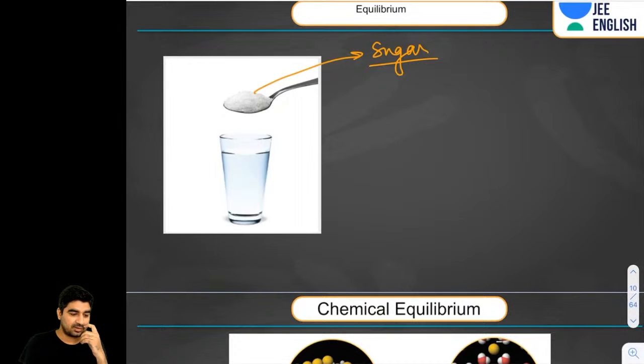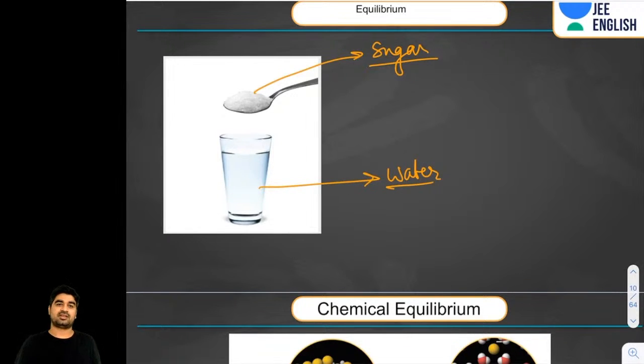And this is water. So why am I taking this example, guys? Can any one of you tell me why I'm taking it? Is there a specific reason for it? Tell me, guys. Now I will tell you.